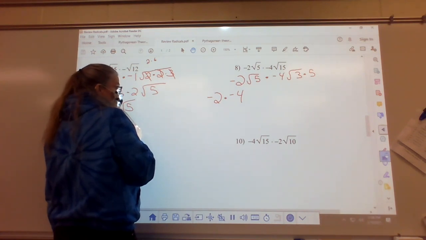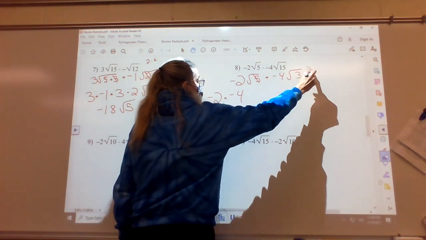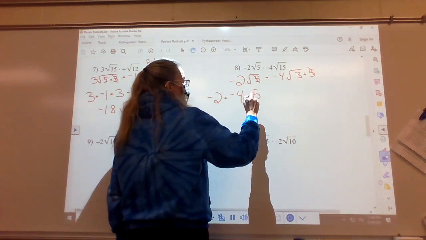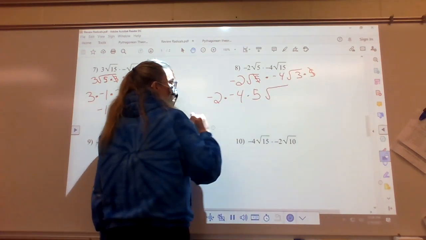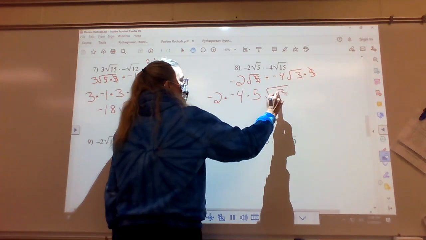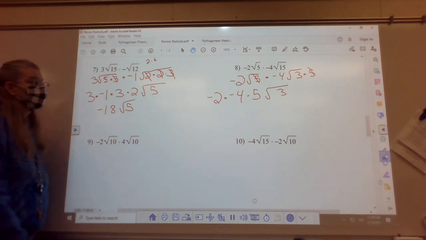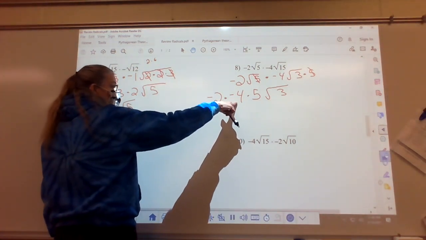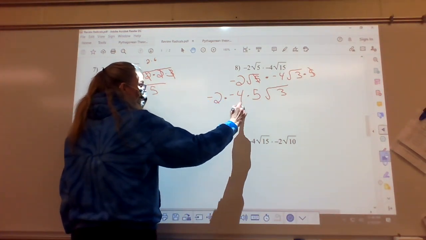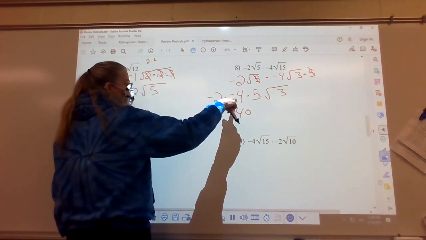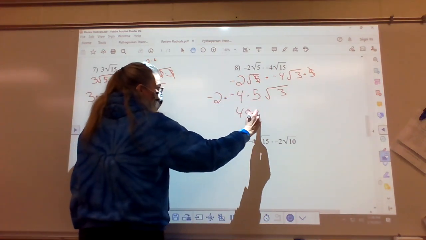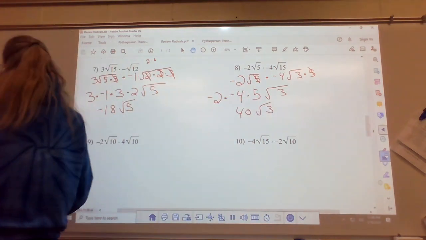What has a partner? So the 5 can come out front. And what's going to go back under? 3. So negative 2 times negative 4 times 5. What's negative 2 times negative 4 times 5? Is that 40? It would be 40. 2 times 4 is 8. 8 times 5 is 40. Negative times a negative is a positive. Positive times positive, I get a 40. So 40 radical 3.